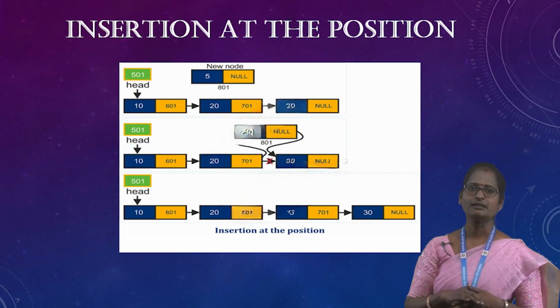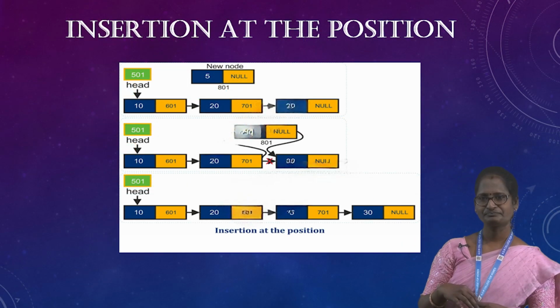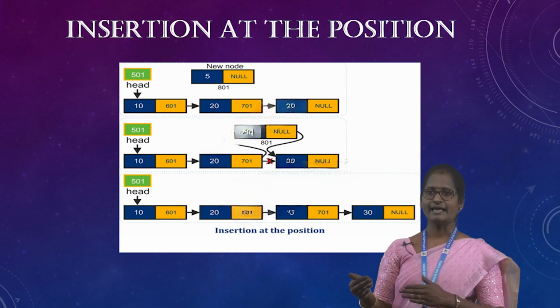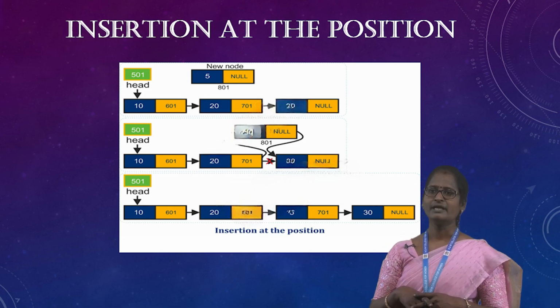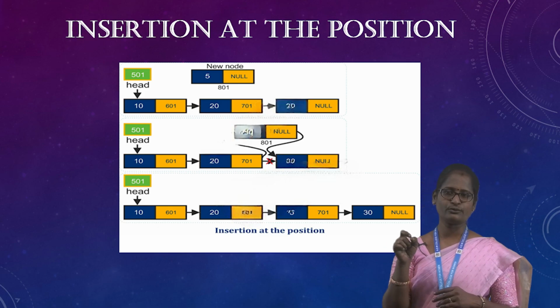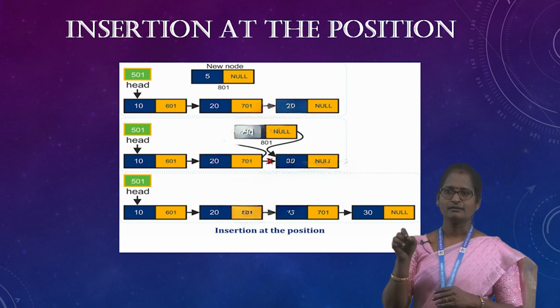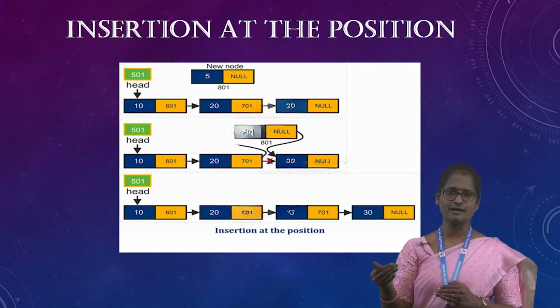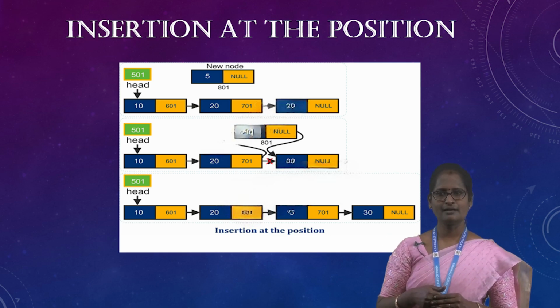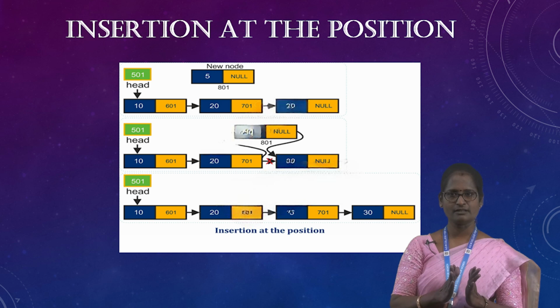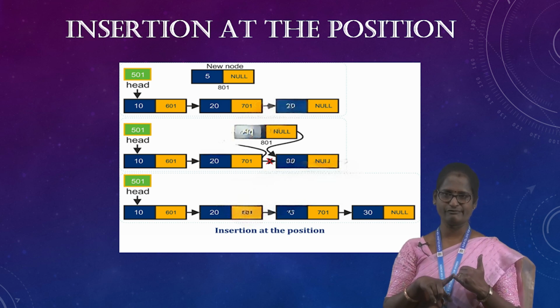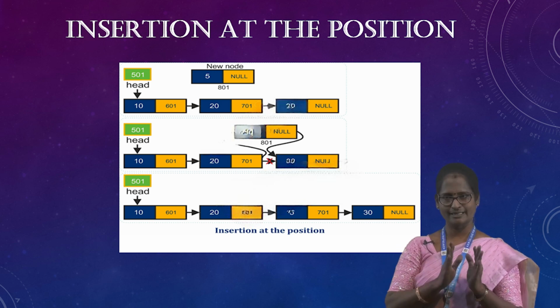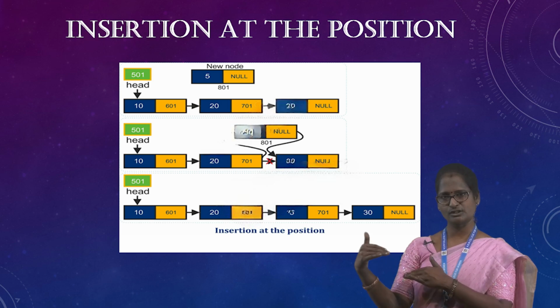Then the third one, insert the data at a position. In this diagram, the 5 is inserted between the nodes 20 and 30. So we follow the algorithm. In the algorithm, first allocate memory for the new node. Second, assign the data to the new node and make its next null.